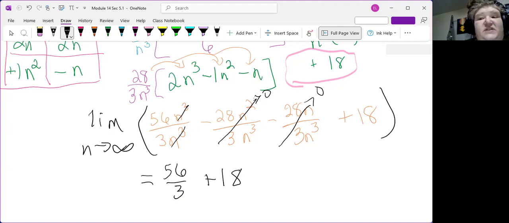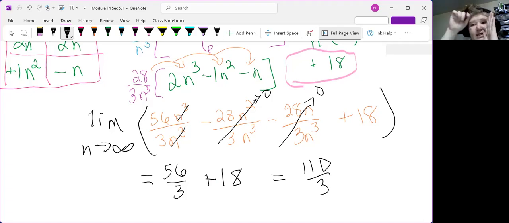18 times 3 is 54. So 54 plus 56 is 110. So 110 thirds. So that is how much area is under our ridiculously plus 9 parabola.